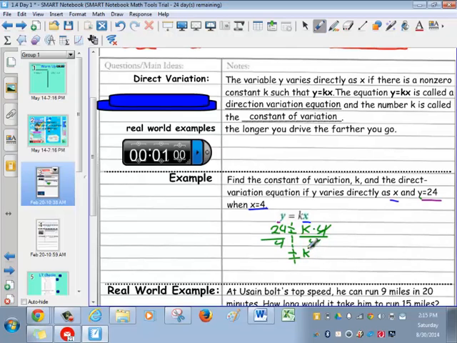Our constant of variation is equal to 24 divided by 4. I'm pretty sure that's 6 last I checked. So k is equal to 6. So we figured out what our constant of variation is. Now we just have to make the equation back up. So we're going to take this 6 and just plug it back in for our k. So our direct variation equation is y is equal to 6x. There you go.